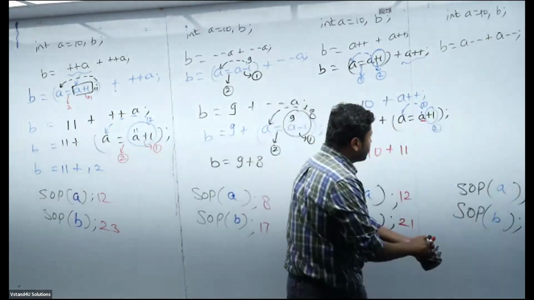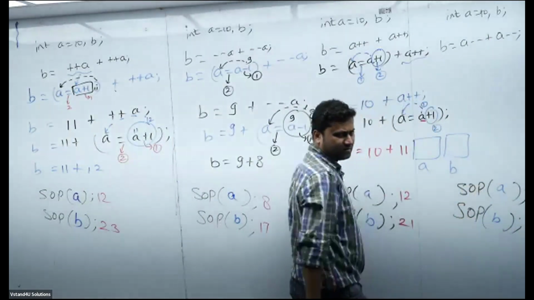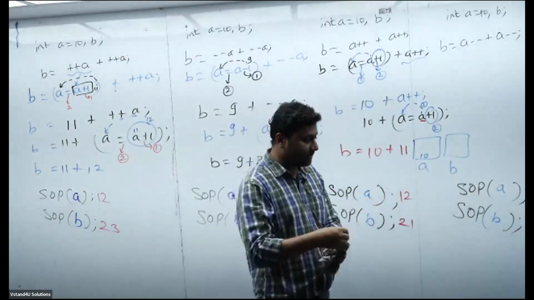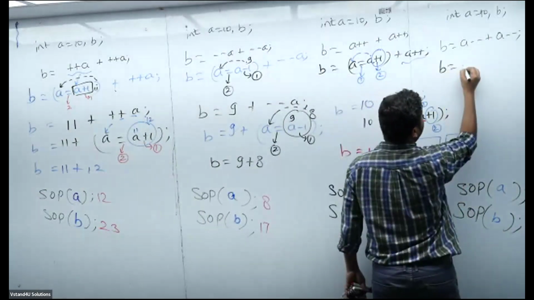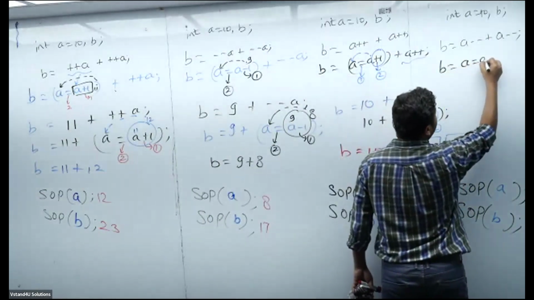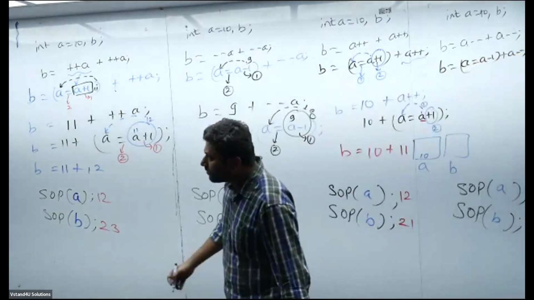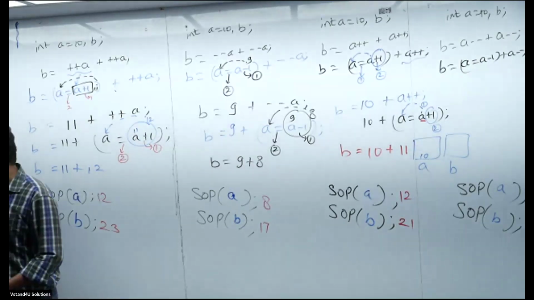For this, I'll do one thing. I'll take variables here, if you don't mind. A and B. Over here, can you tell me what I should write? B equal to A minus 1 plus A minus minus. Agree? Visible? Very much visible. Thank you.